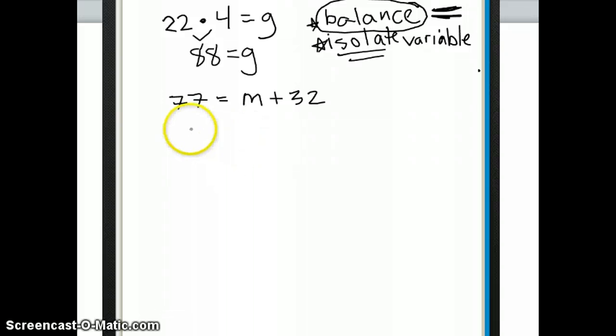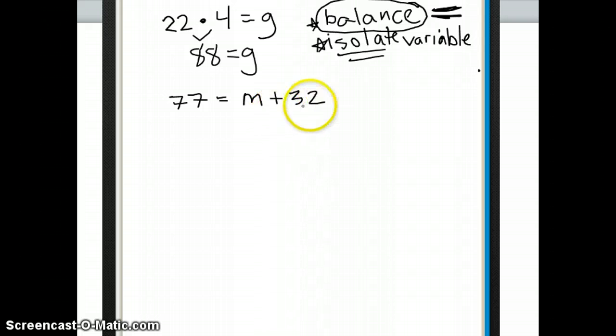However, if we have a problem like this, 77 equals m plus 32, notice that the m is not by itself. So we need to do our first step, which is to isolate the variable. We need to get the m by itself. We need to isolate it so that we can end up with a statement that says m equals something.